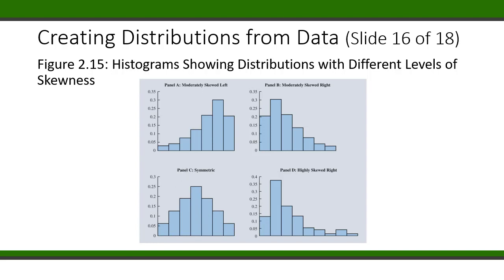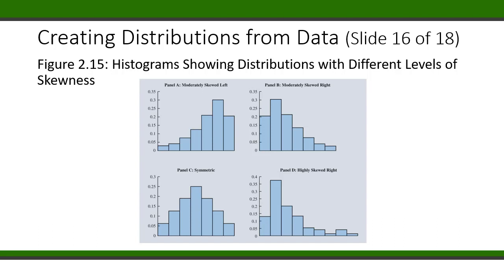So back to this one, the moderately skewed to the left. The tail extends further to the left than to the right. Okay, so for example scores, there might be no scores above 100%. So most of the scores are above 70%, and only a few are really low scores.